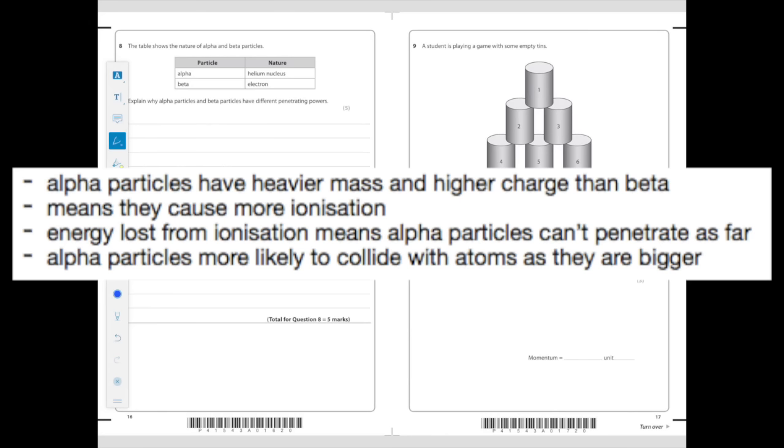And also point out that the alpha particles are more likely to collide with the atoms because they are bigger. Or you could give the converse argument for beta, so you could say they're smaller, they have less charge, they cause less ionization, they have a lower mass.